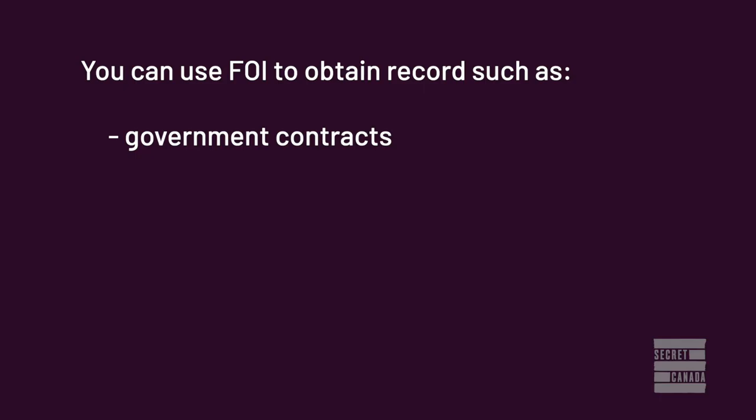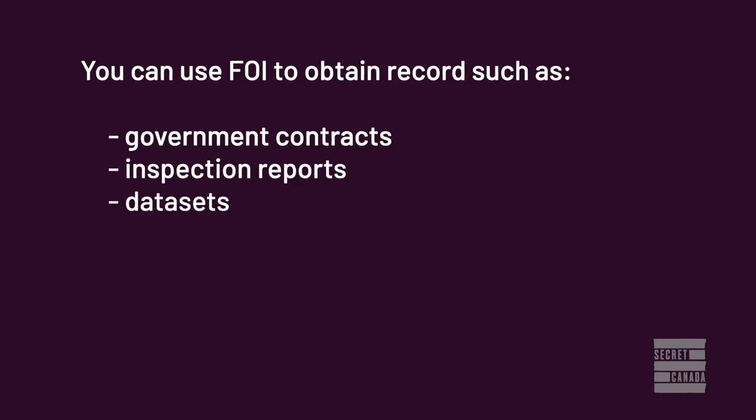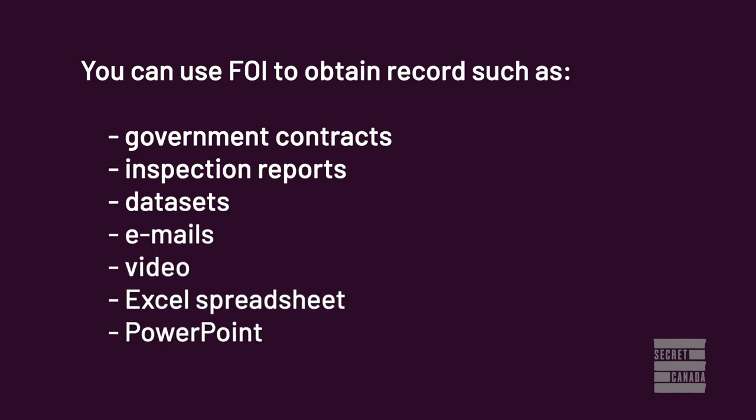Journalists use FOIs to obtain records like government contracts, inspection reports, data sets, and emails. A record doesn't have to be a piece of paper. It can be a video or an Excel spreadsheet or a PowerPoint presentation. The key thing is you must request a record. You can't use FOI to ask questions.